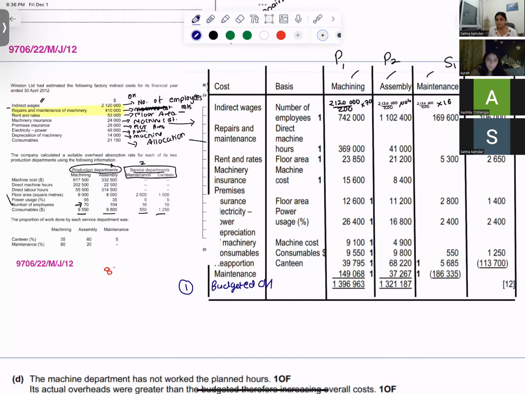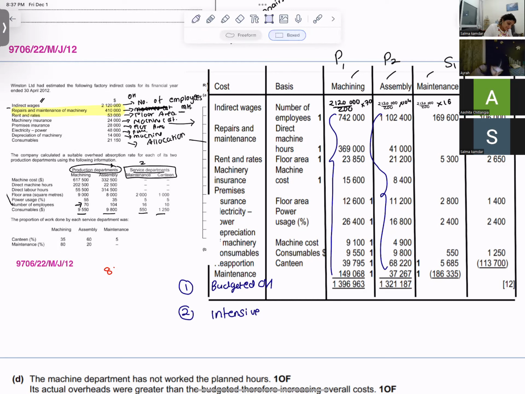So the total of machining department and the total of assembly department, both the columns, will give you your budgeted overheads. After you get your budgeted overheads, you will try to see whether your production department is machine intensive or capital intensive. If machine hours are more, then it is capital intensive. If labor hours are more, then it is labor intensive.